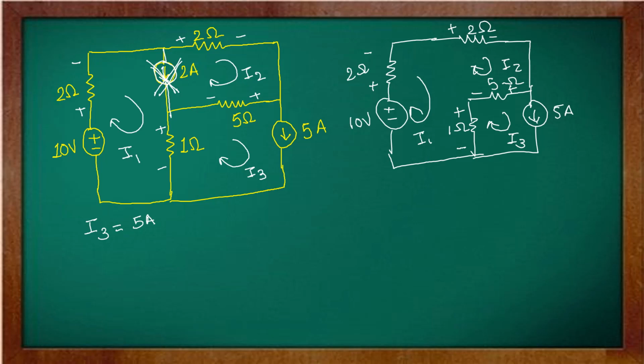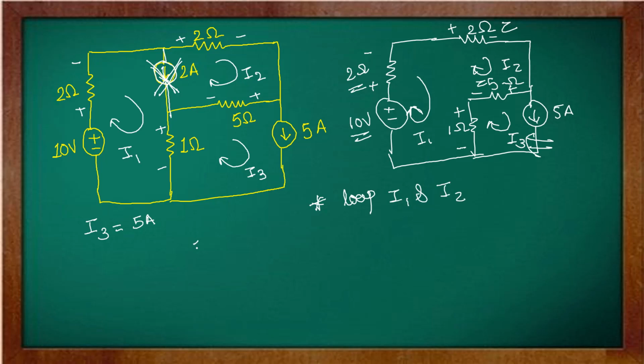Alright. So this is one particular loop, and in that loop we don't have any current source. I'm talking about this 10 volt, 2 ohm, 2 ohm, 5 ohm, 1 ohm. That is one particular loop, and for this loop we already have the direct value of the current. So we write down the equation for I1 and I2 by combining the loops, I1 and I2.